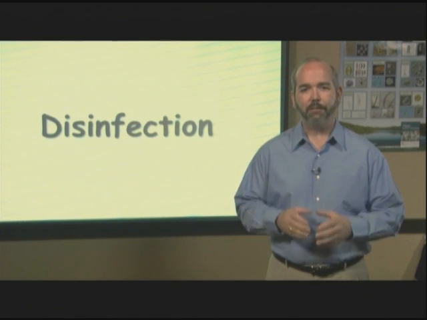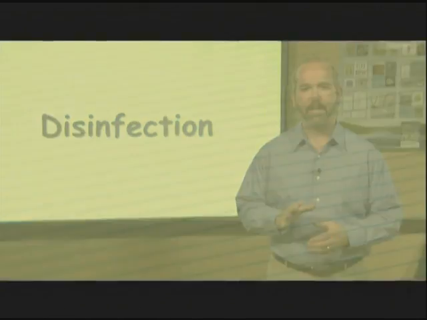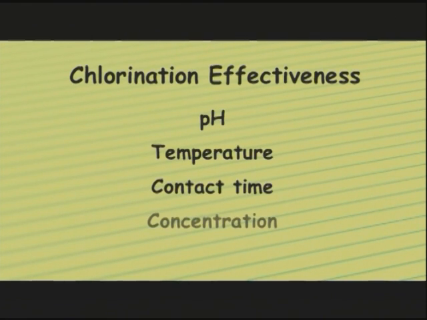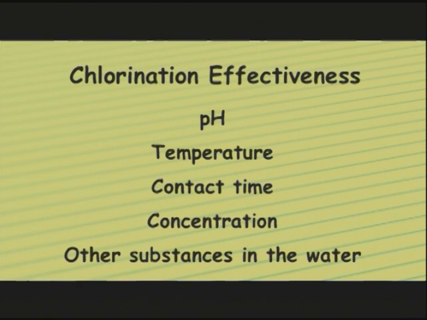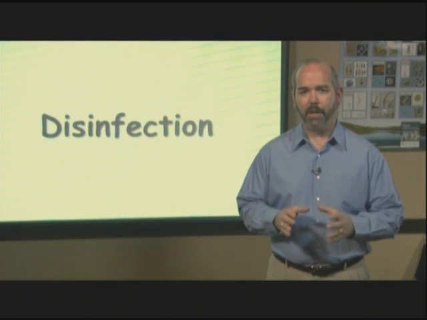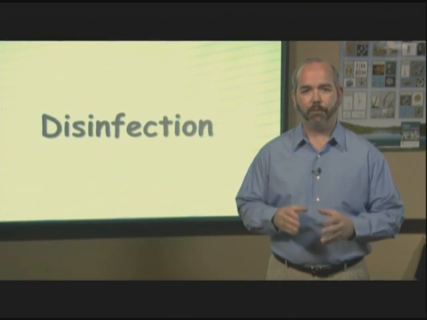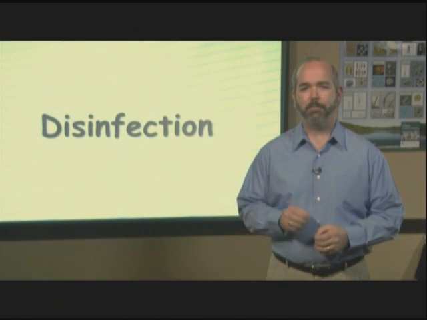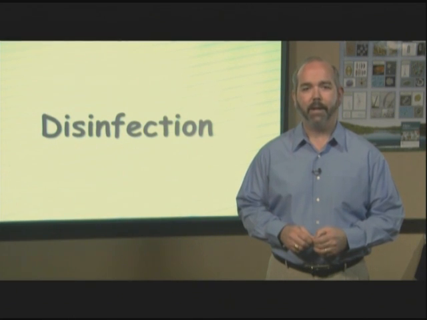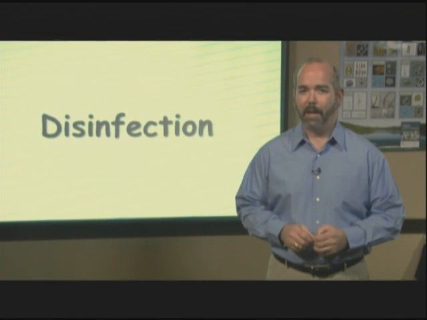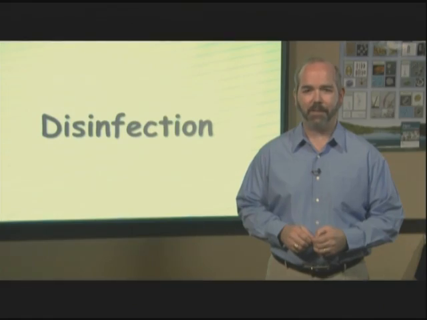disinfection. The effectiveness of chlorination is based on 5 important factors: pH, temperature, contact time, concentration, and other substances in the water. We know that low pH favors the formation of hypochlorous acid, whereas high pH favors the formation of hypochlorite. As pH increases, so does the less effective free residual for hypochlorite, and a longer contact time is required to produce the same disinfection. However, both are known as free available chlorine and very effective in killing bacteria.